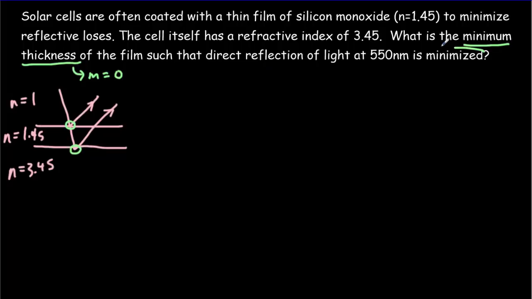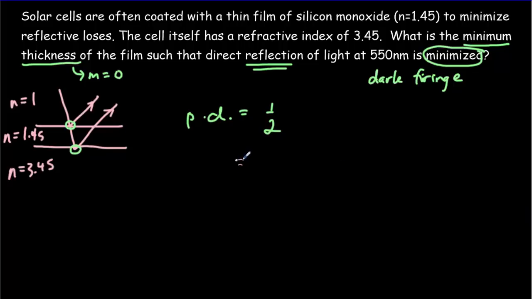And we also want to minimize the amount of light that is reflected. In other words, we're looking for a dark fringe. And that means our path difference should be equal to 1/2. Remember that path difference is being created by the extra distance traveled, 2tn divided by lambda, plus any additional path difference created by the inversions, but we don't get any of that because we've got 2 inversions. So we end up with 1/2 equal to 2tn over lambda. If I solve for t, I'm going to get that it's equal to lambda divided by 4n.